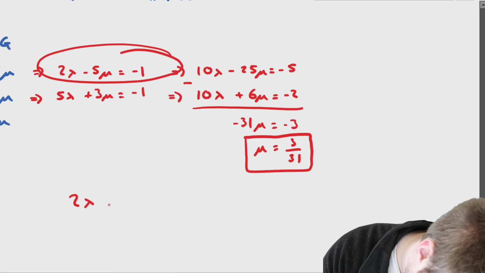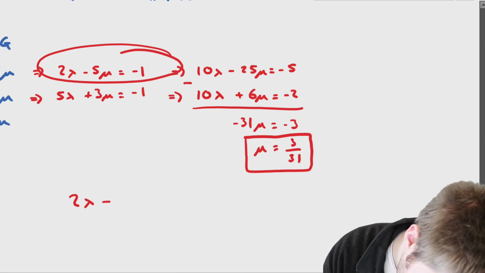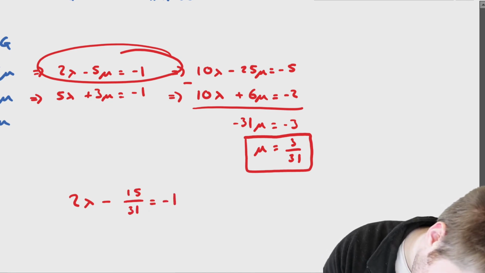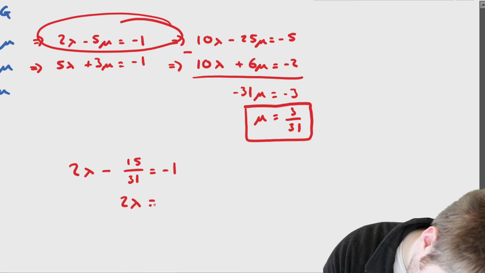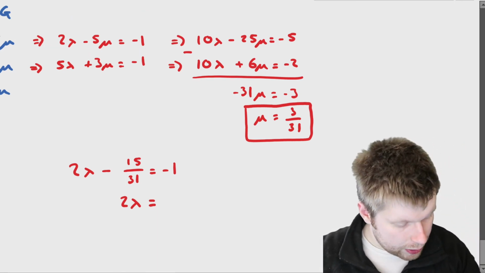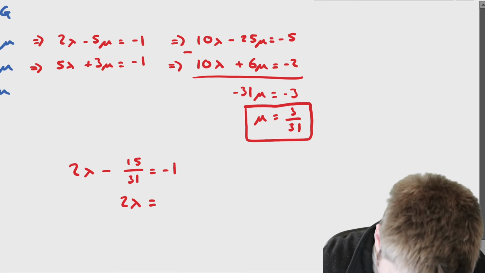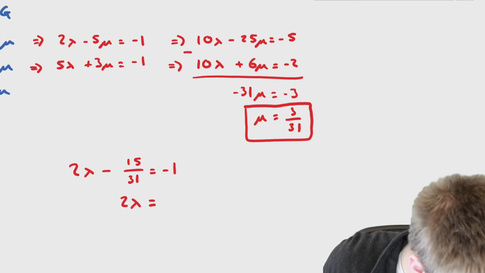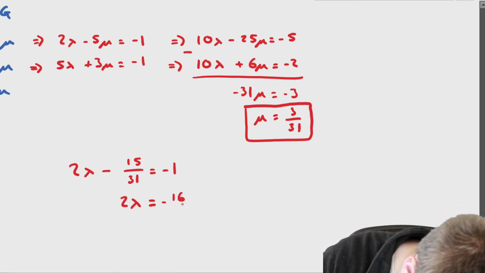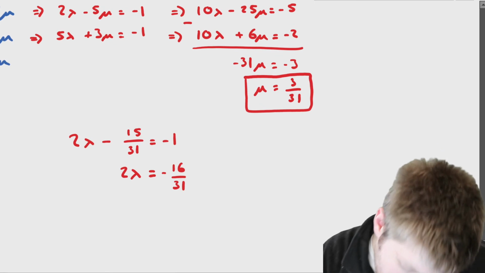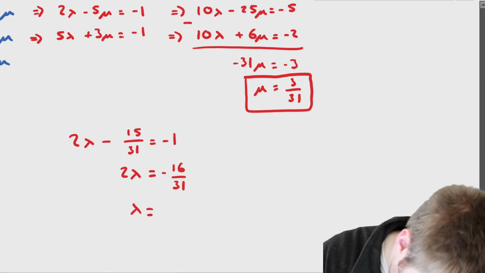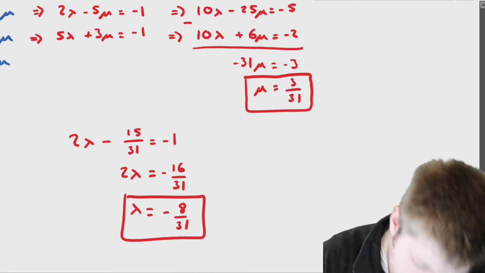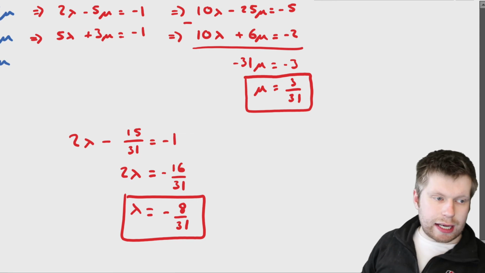So 2 lambda minus, well, I've got 5 lots of mu, so that's minus 15 over 31 should be equal to -1. Well, okay, if I solve this, I end up with 2 lambda is equal to, let's see, -1 plus 15 over 31, that should be equal to -16 over 31. Which means when I divide by 2, then I end up with lambda is equal to -8 over 31. Okay, so that's my value of lambda. So I've got mu equals 3 over 31, lambda equals -8 over 31.